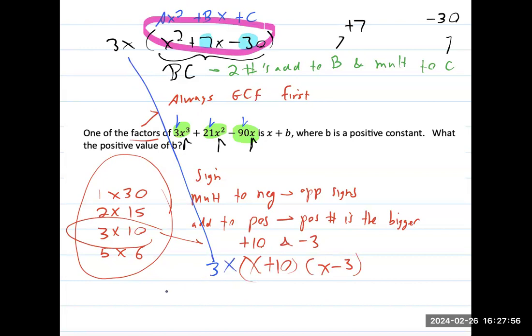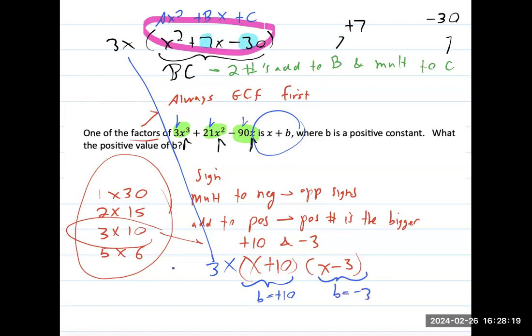So now we have the 3 factors. And one of the factors is in the format of x plus b, and we need the positive value of b. So this is the positive x plus 10, and so the b would be plus 10, and this one's x minus 3. So if we took the b from there, b would be minus 3.